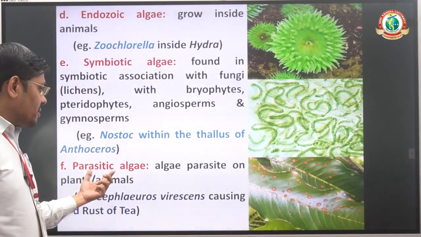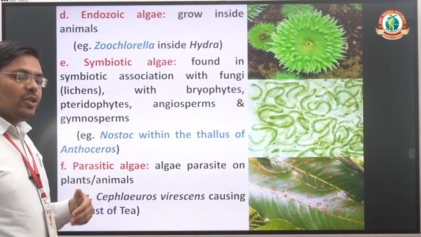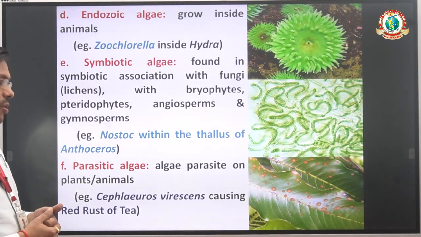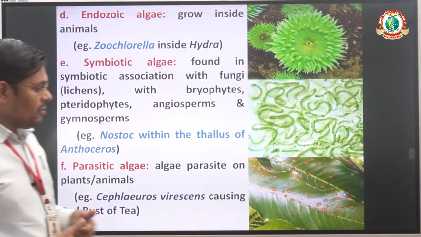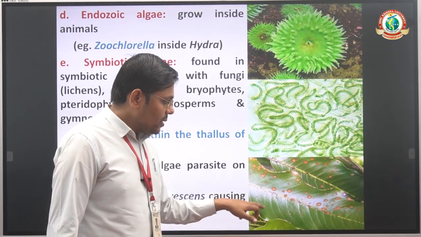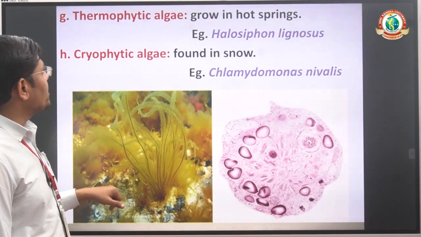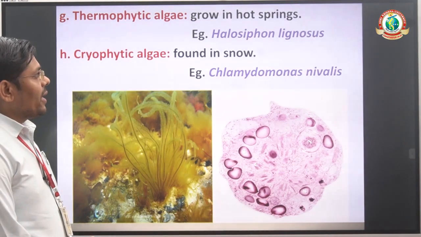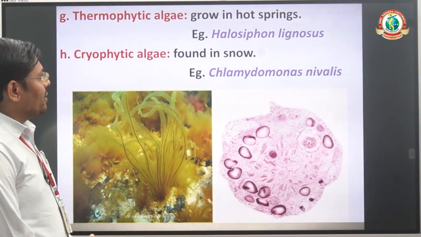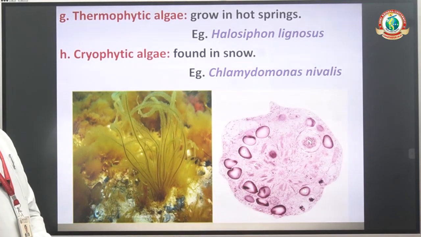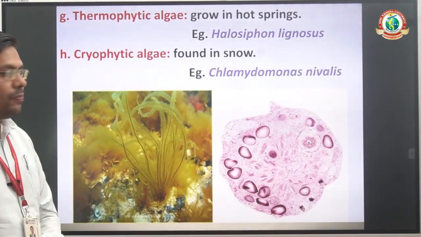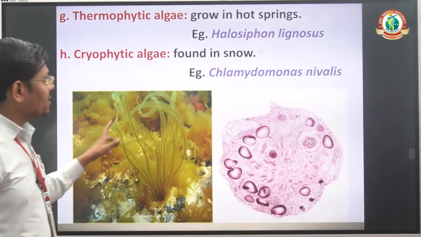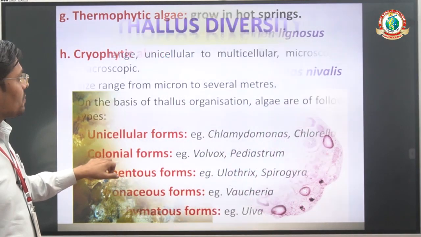Next is parasitic algae. These are algae which parasitize other plants or animals, like Cephaleuros virescens, which causes the red rust of tea. We can see here the red rust on the tea leaves. Next is thermophytic algae. These are the algae which grow in hot springs, like Heterohormogonium. And next is cryophytic algae. These are the algae found on snow. These are Chlamydomonas nivalis, and these are the thermophytic forms.